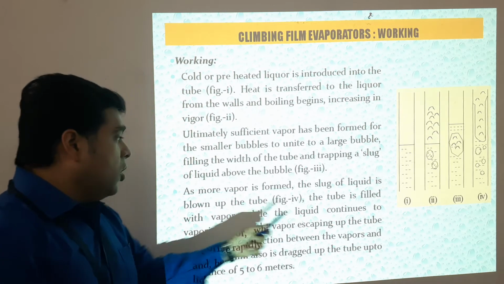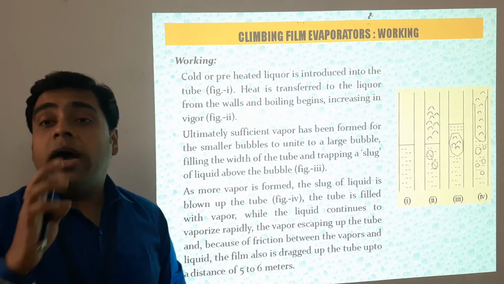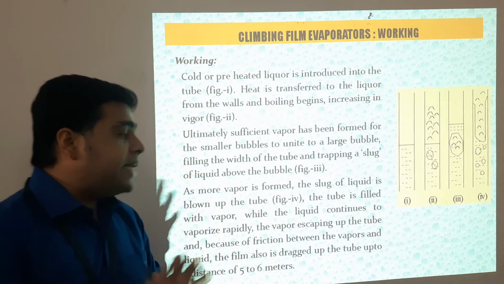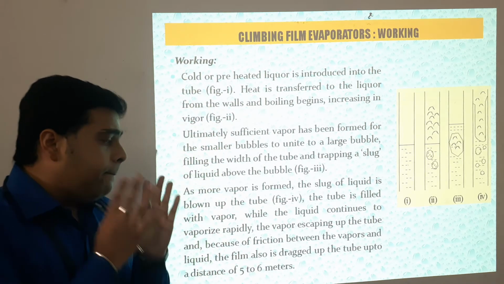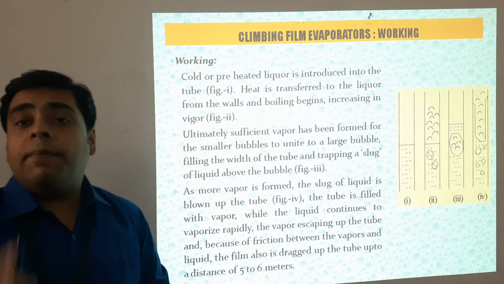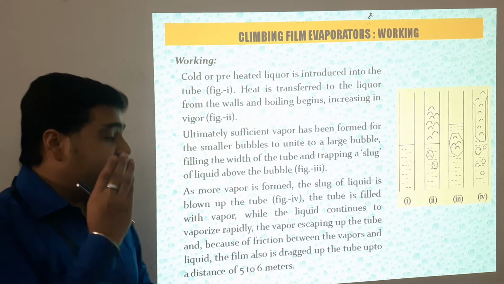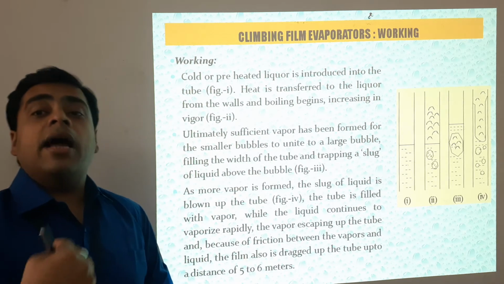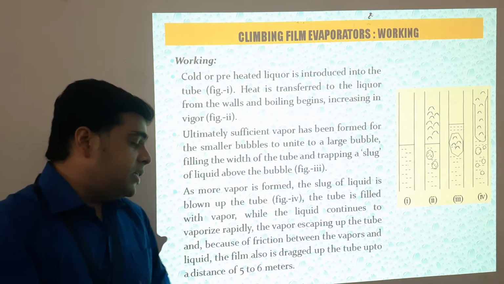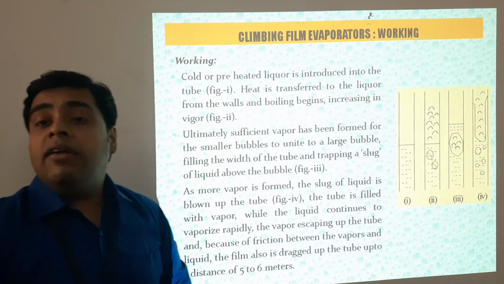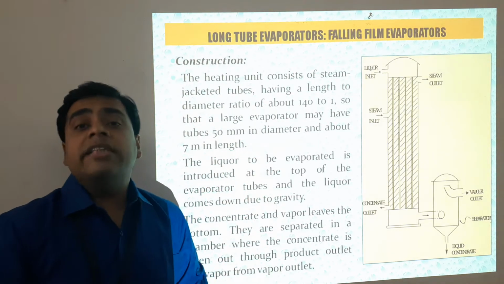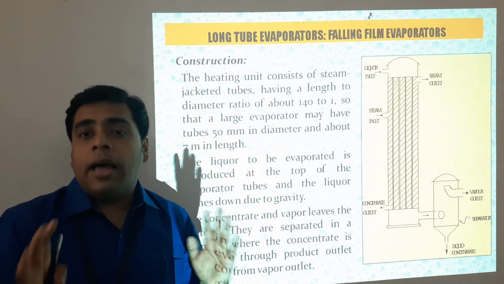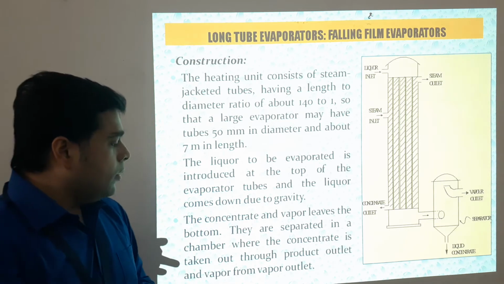So the tube is filled with vapor while the liquid continues to vaporize rapidly, the vapor escaping the tube, and because of friction between the vapors and the liquid, the film is also dragged up the tube up to a distance of around 5 to 6 meters, because the length of the tube was usually approximately 7 meters.